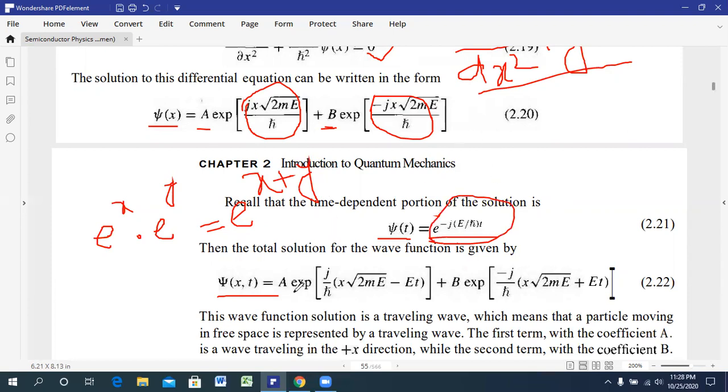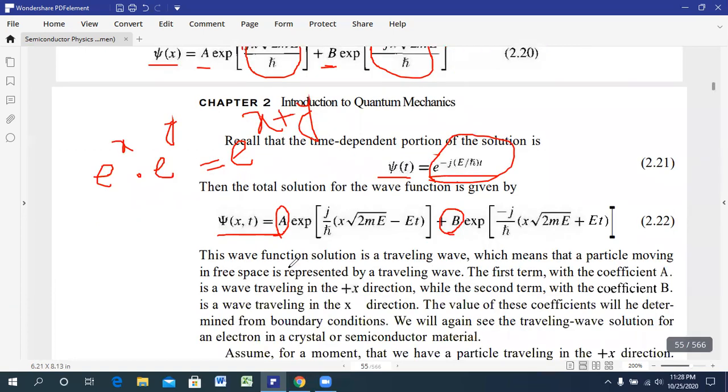Similarly, we have two unknown parameters, that one is a and that one is b. Now this wave function solution is a traveling wave. Why is this one known as a traveling wave? Because for the plus sign, it will move in the plus x direction, and for the minus sign, it will move in the minus x direction.